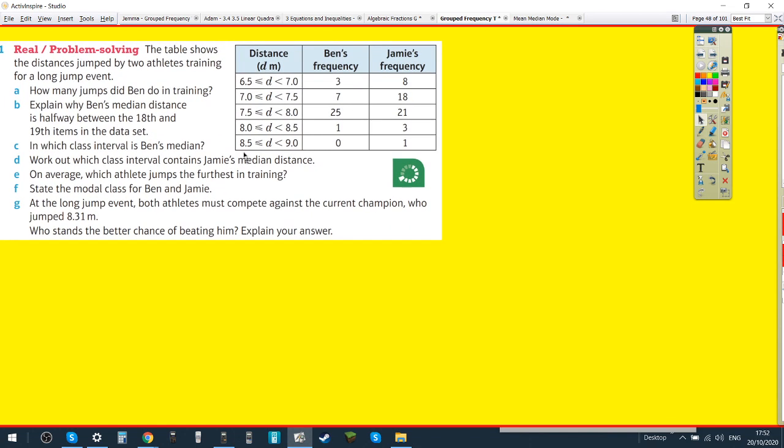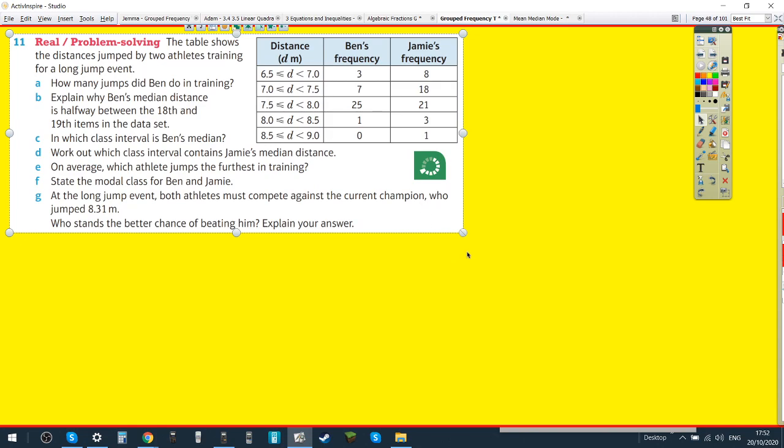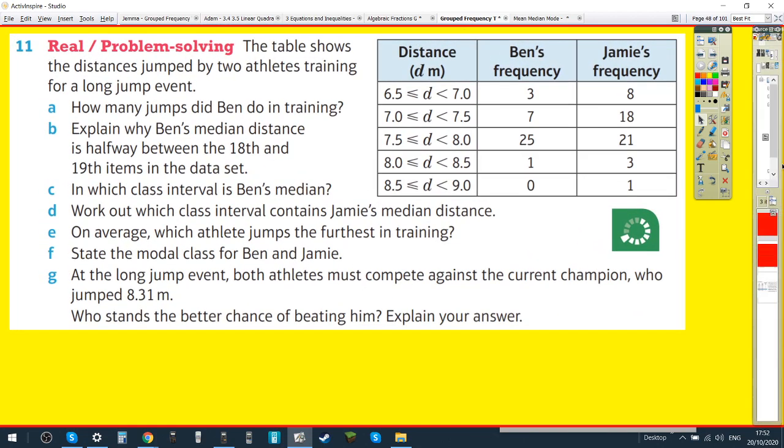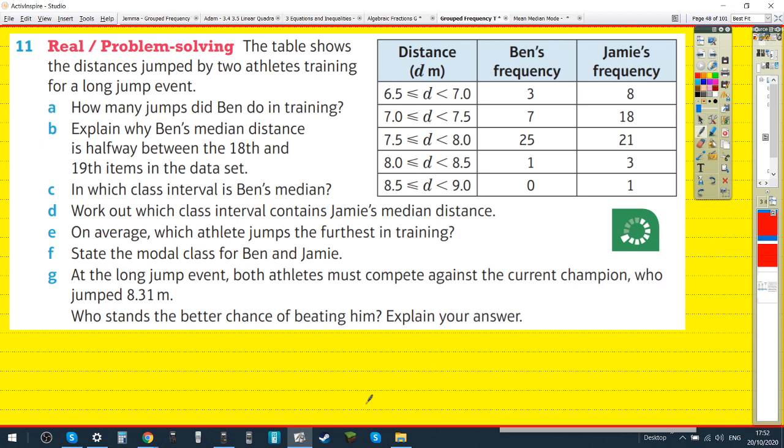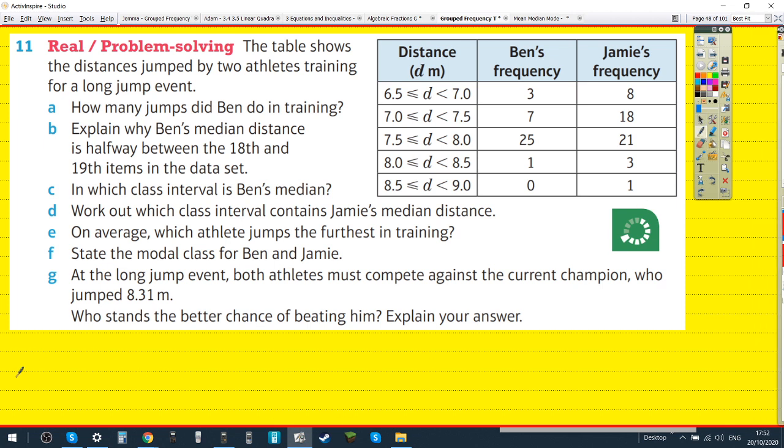Let's see this one. Okay, let's try this. How many jumps did Ben do in training? So you have to add them all up. 3 plus 7 is 10. Plus 3 plus 1. 36. Mm-hmm.